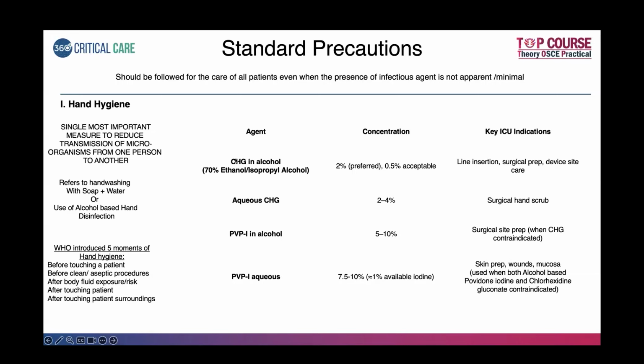So you have chlorhexidine in alcohol and aqueous solution. If chlorhexidine is contraindicated, you can go with alcohol-based povidone iodine solution. If both chlorhexidine and alcohol-based povidone iodine are contraindicated, then you can go ahead with aqueous-based povidone iodine solution.